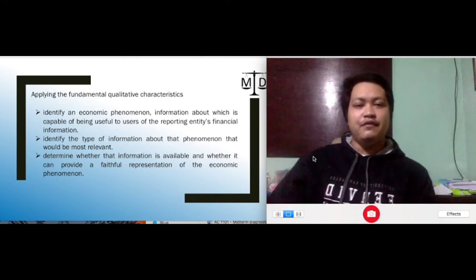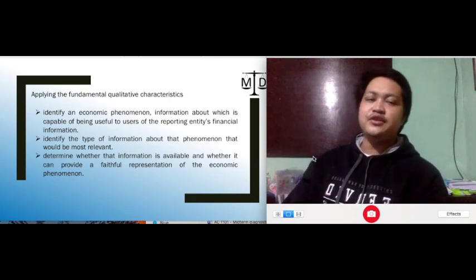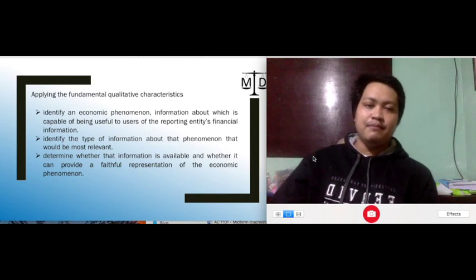The elements of faithful representation are completeness, neutrality, and freedom from error.